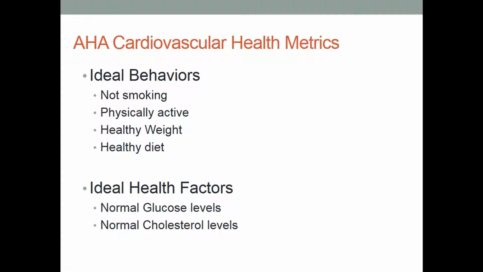Now, there are certain behaviors that relate to really good cardiovascular health. Some of these: not smoking, being physically active, a healthy weight, a healthy diet. These are behaviors. We make an active decision whether to do these things or not. And then you also have ideal health factors, things like your glucose level, your cholesterol level, even your blood pressure. These are things that are the result of a healthy lifestyle, but can also be the result of good genetics and good biology.